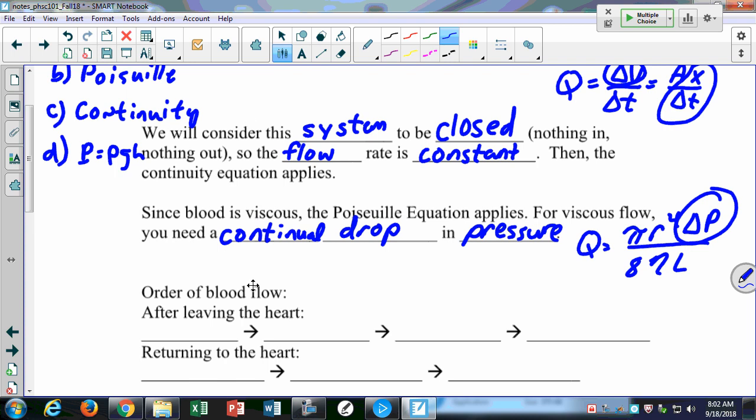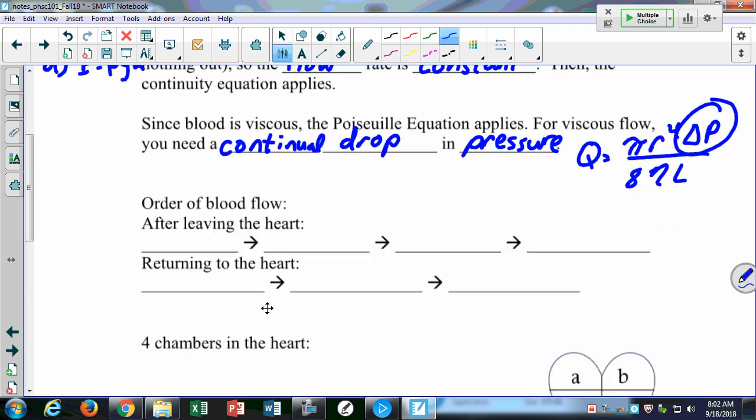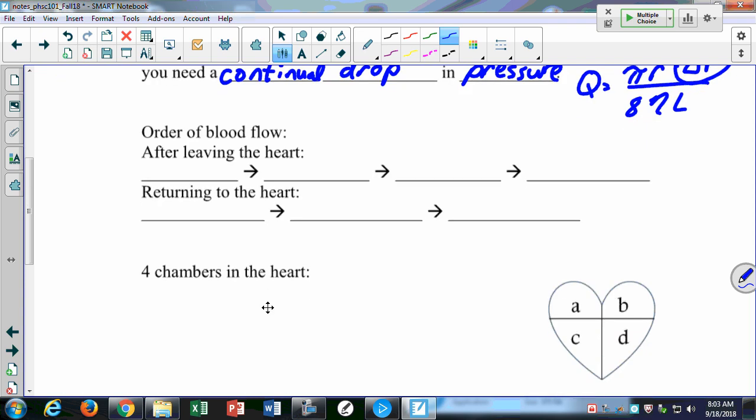So I want you to know the order of blood flow and also the basic chambers of the heart. The order of blood flow after leaving the heart, it goes from the aorta. I have a picture, I'll show you this in just a minute. An aorta to the arteries, to the arterioles, which are like smaller arteries, to the capillaries.